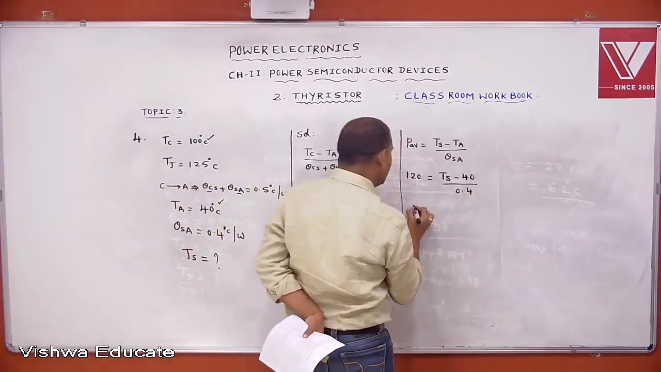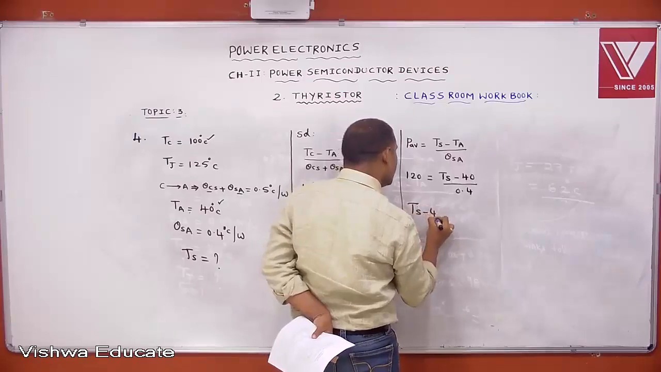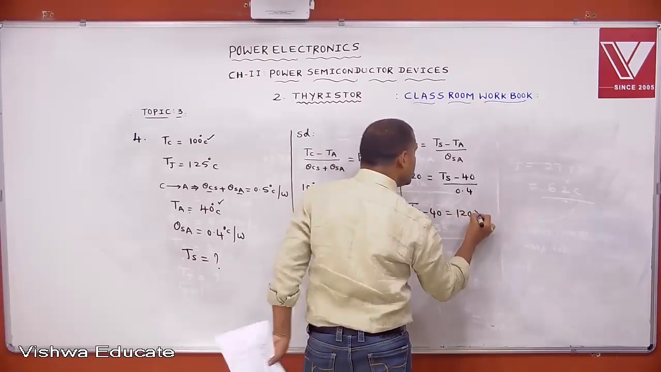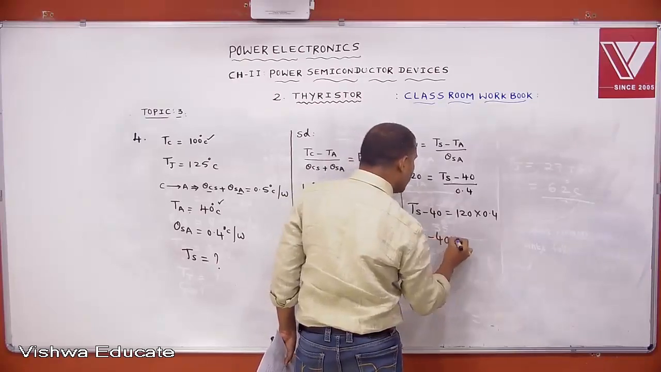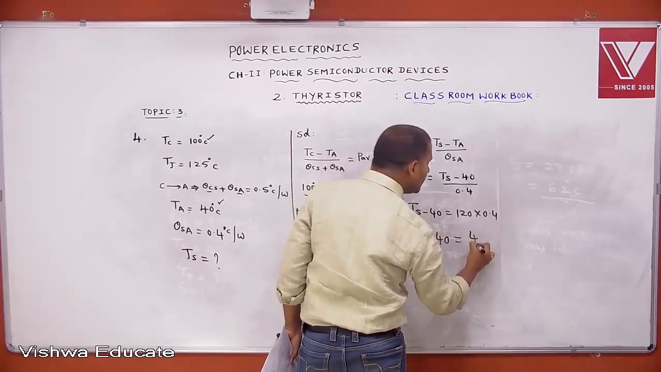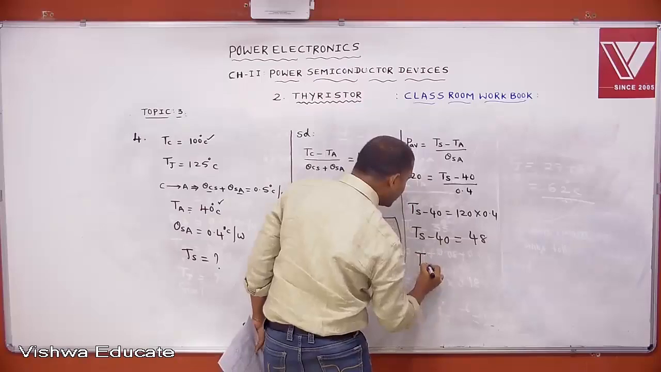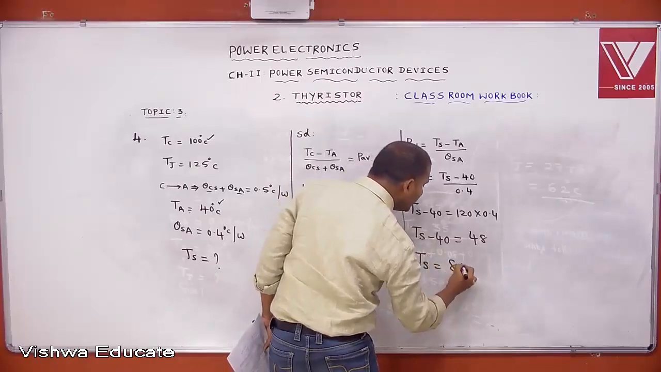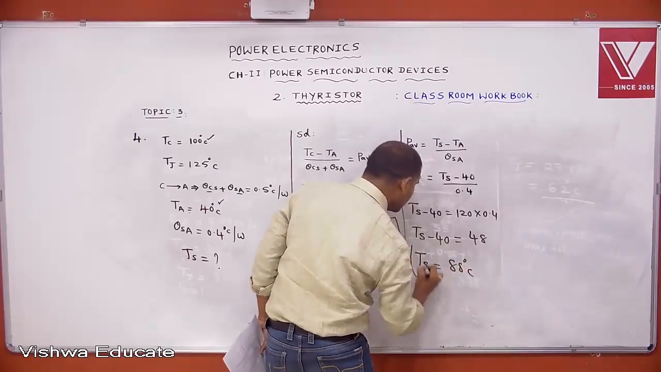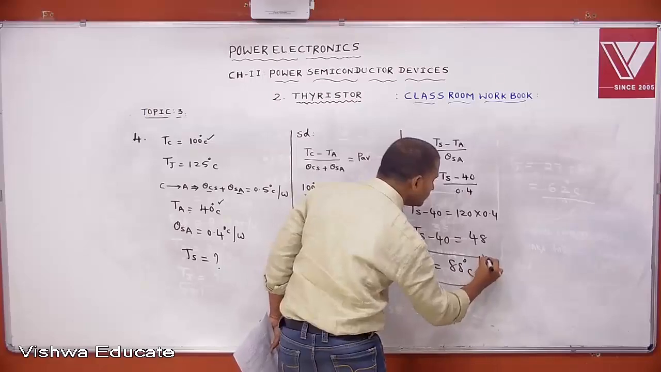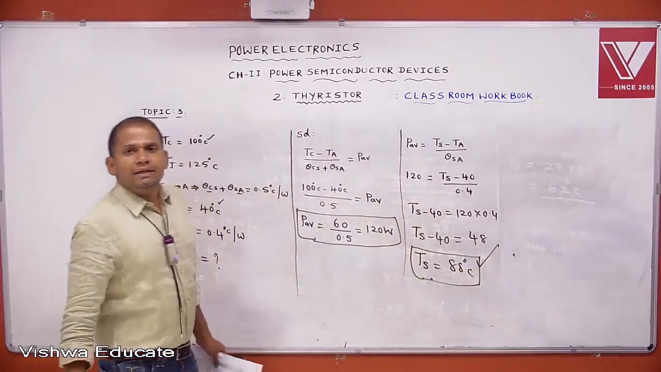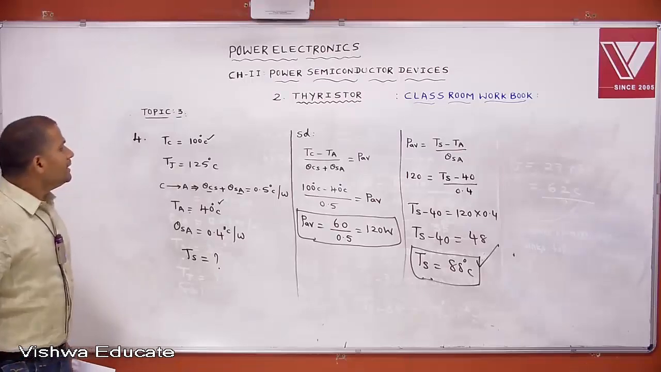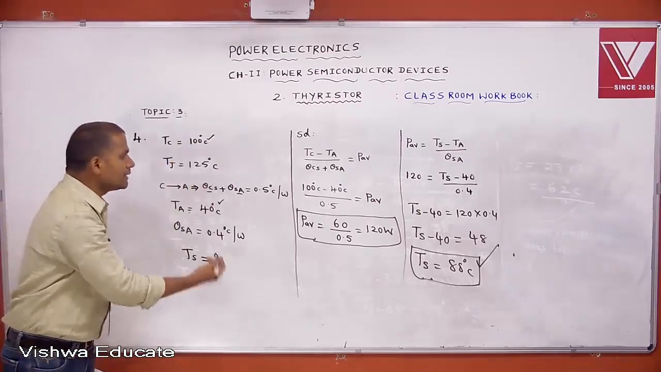Then Ts minus 40 equal to 120 into 0.4. That is 48. Then Ts equal to 88 degrees centigrade. This is the sink temperature. Sink temperature equal to 88 degrees centigrade. That you concentrate, note down.